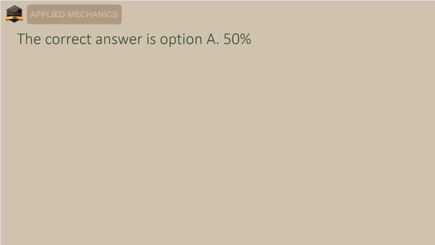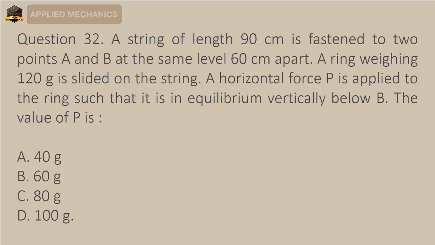Question 32. A string of length 90 centimeters is fastened to 2 points A and B at the same level 60 centimeters apart. A ring weighing 120 grams is slid on the string. A horizontal force P is applied to the ring such that it is in equilibrium vertically below B. The value of P is A. 40 grams, B. 60 grams, C. 80 grams, D. 100 grams. The correct answer is option C, 80 g.